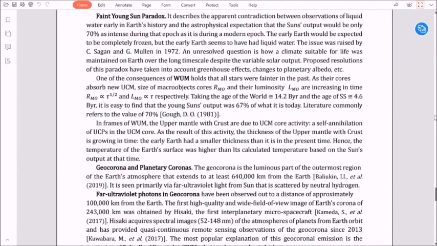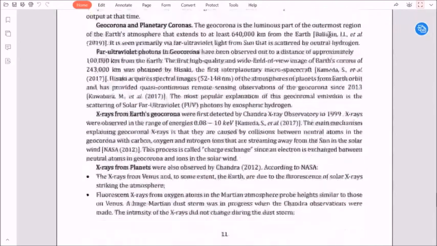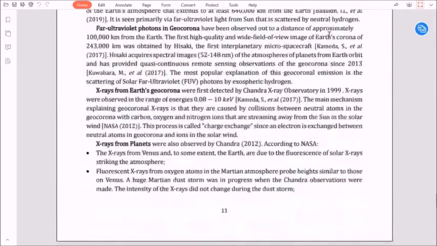Geocorona and planetary corona. The geocorona is the luminous part of the outmost region of the Earth's atmosphere that extends to at least 640,000 kilometers from the Earth. It is seen primarily via far ultraviolet light from the sun that is scattered by neutral hydrogen. Far ultraviolet photons in the geocorona have been observed out to a distance of approximately 100,000 kilometers from the Earth.